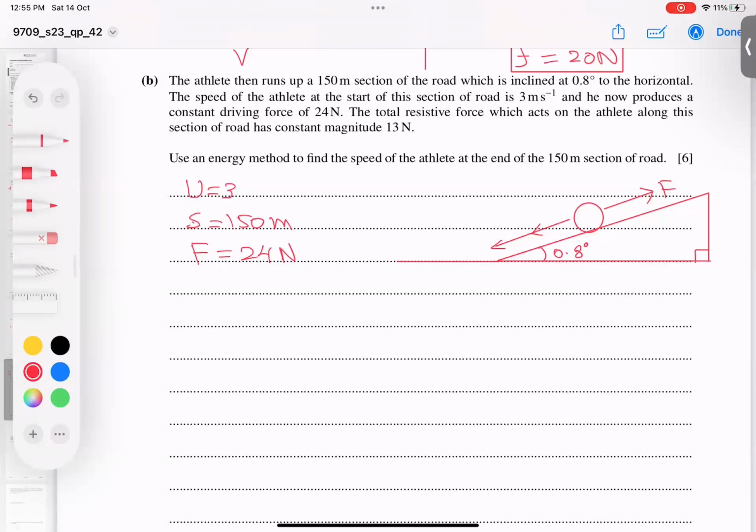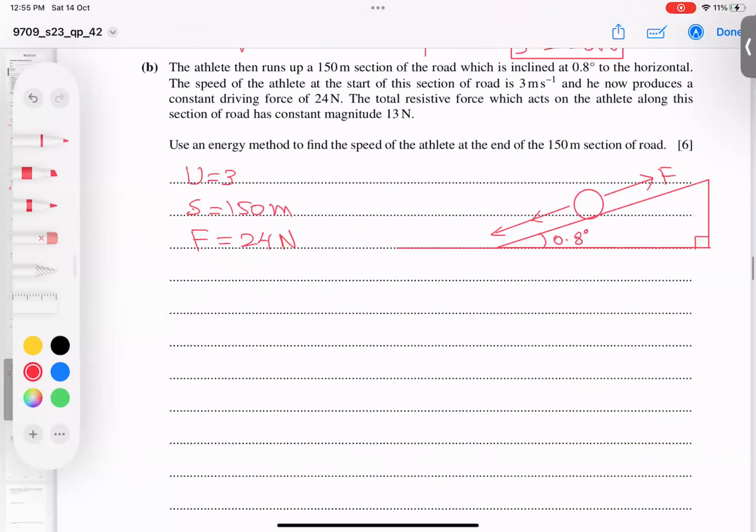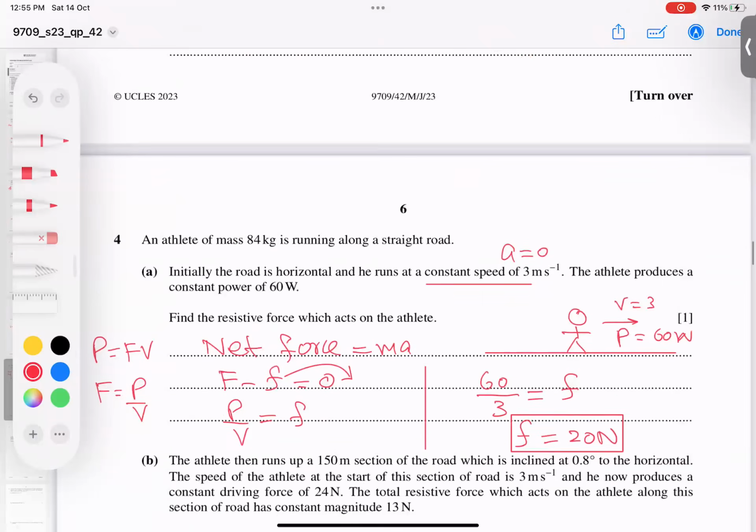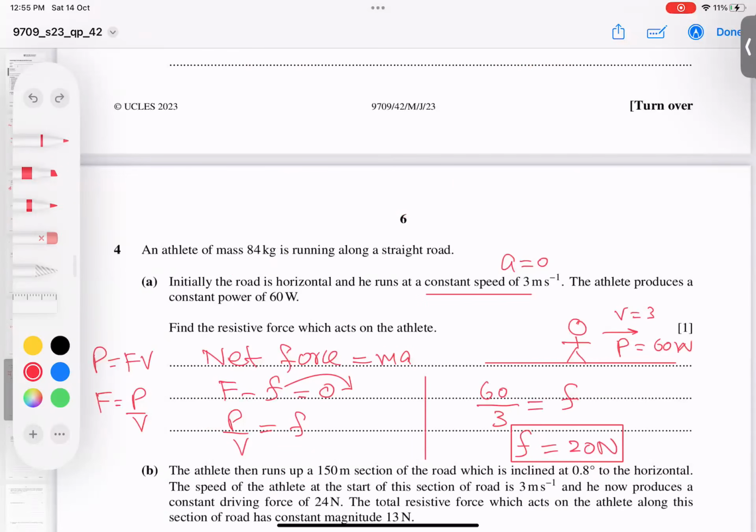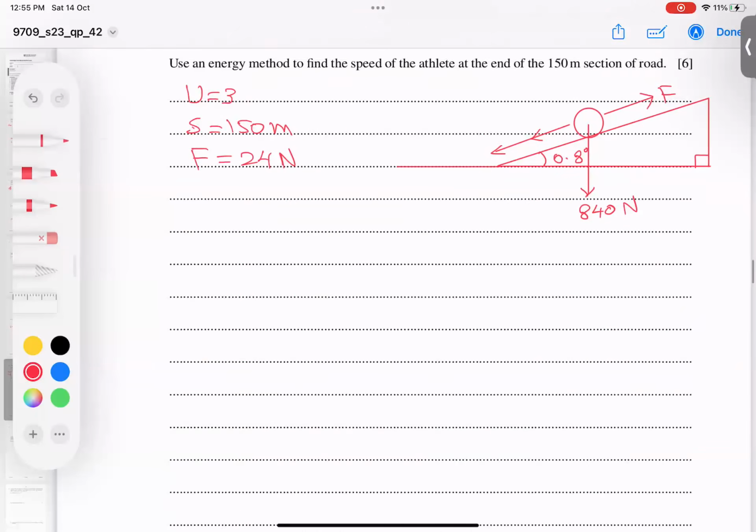So, do you know what the mass is? The mass is given as 84 kg. Weight equals mg, so 84 into 10, because g is always 10 throughout mathematics and mechanics. That is 840 newtons. It acts downwards, because his motion is upwards.